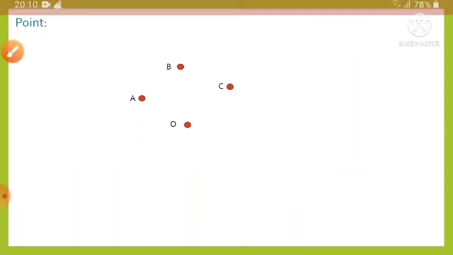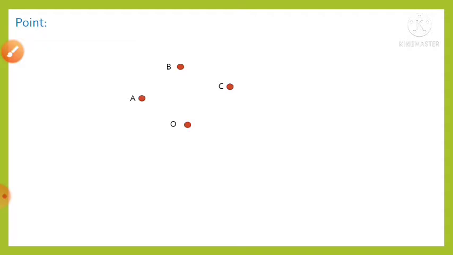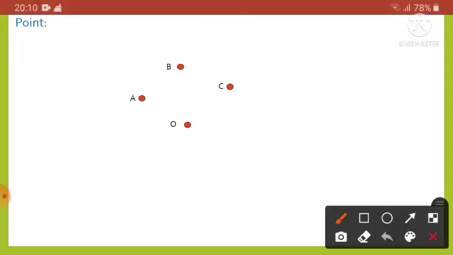At first we will be learning about the point. What is a point? A point is the smallest shape in geometry, that has no length, no breadth. In this figure, you can see that points are represented by capital letters such as A, B, C, D.